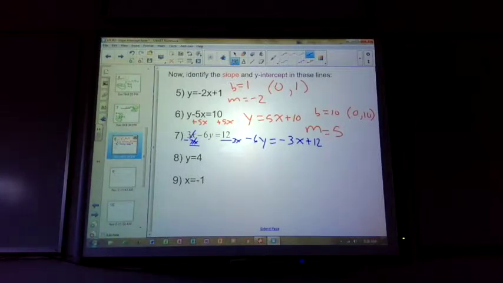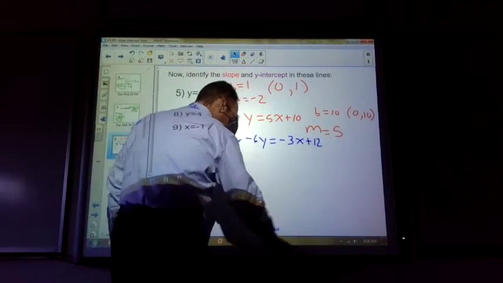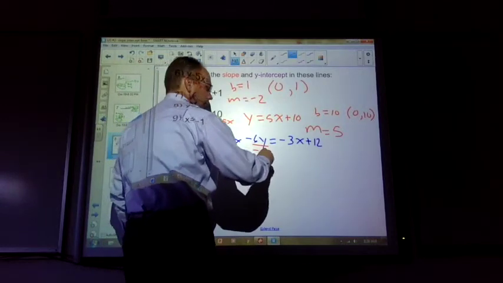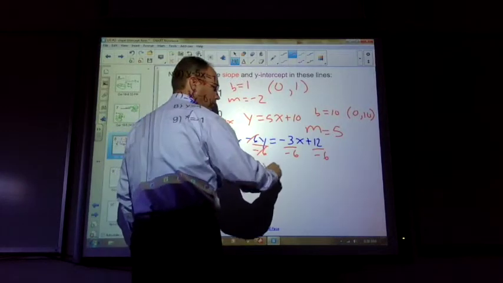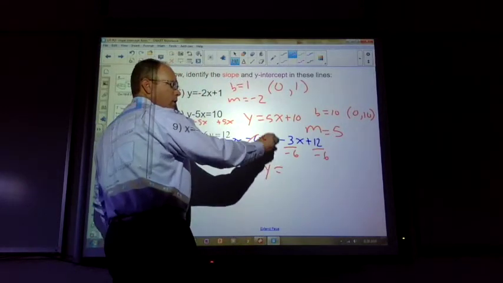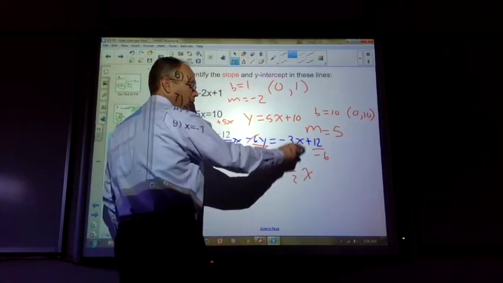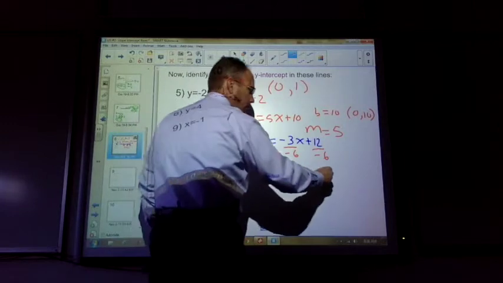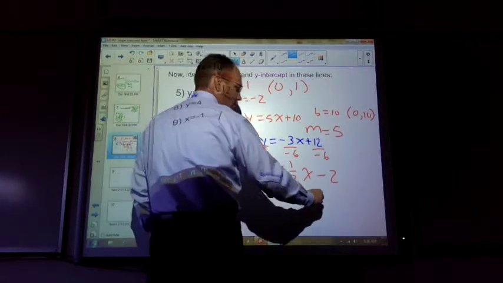All right, so have I solved for y yet? No. What should I do for the very last move? Divide by negative 6. What should I divide by negative 6? How many terms? 3. All 3. Good. There's 3 terms. All 3 terms I'm going to divide by negative 6. Reduce if I can. That cancels that. What does that reduce to? 1/2. What does that reduce to? Negative 2. What is my y-intercept? Negative 2. What is my slope?